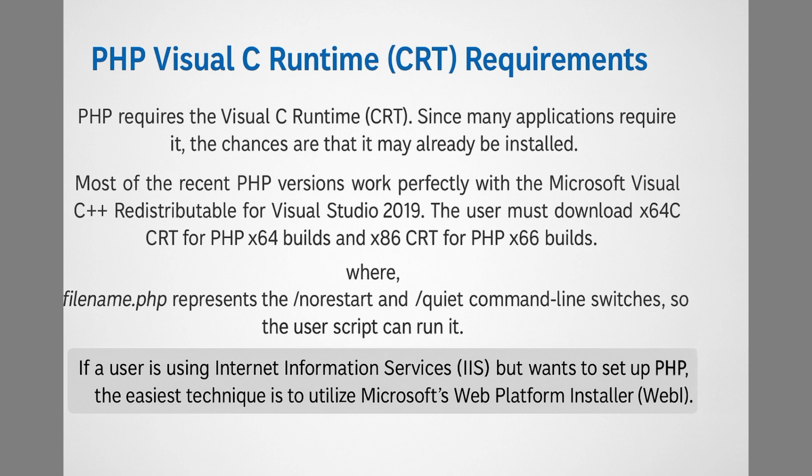Users running a 64-bit version of PHP should download and install the x64 CRT, while those using a 32-bit version of PHP should install the x86 CRT. These redistributables can be downloaded directly from Microsoft's official website. When installing the redistributable, users may come across certain command line options like norestart or quiet, which simply control how the installation runs, for example, to prevent automatic restarting, or to install silently in the background. Once the CRT is properly installed, PHP will be able to execute scripts smoothly without any compatibility issues.